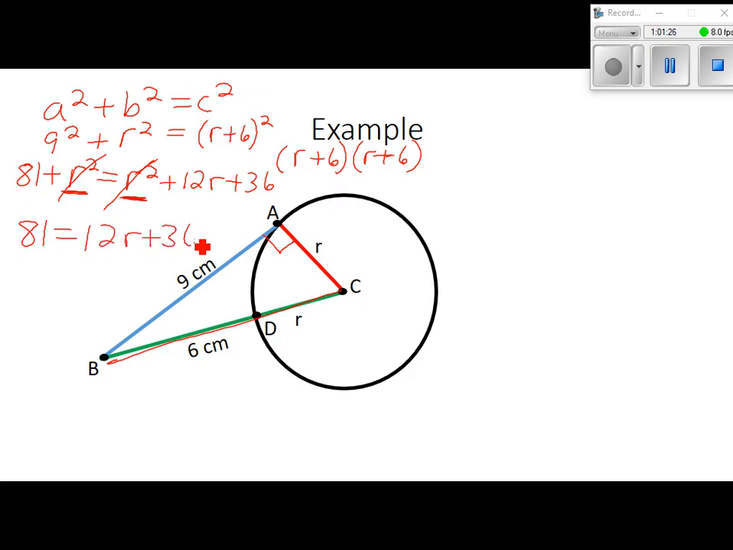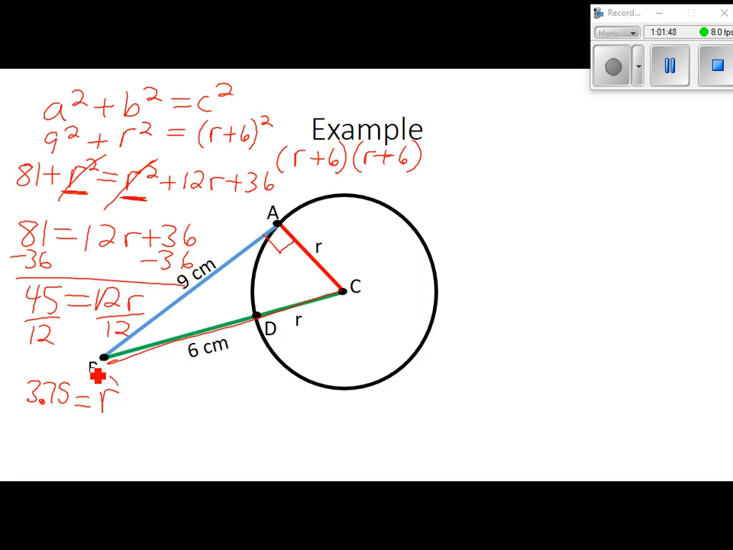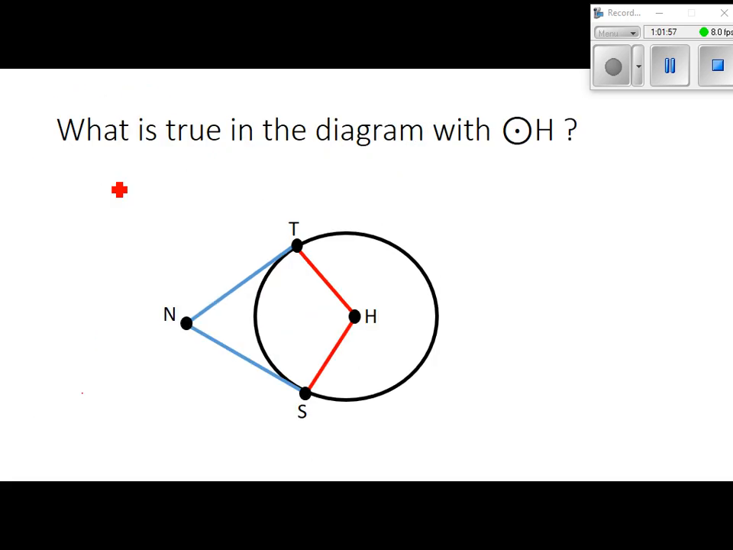Is that pretty easy to solve? What's that, 45? Somebody help me out. It's 45 divided by 12. Is that right, 45? 45, I think. 3.75. So what's the radius of that circle? How long is this? 9.75.